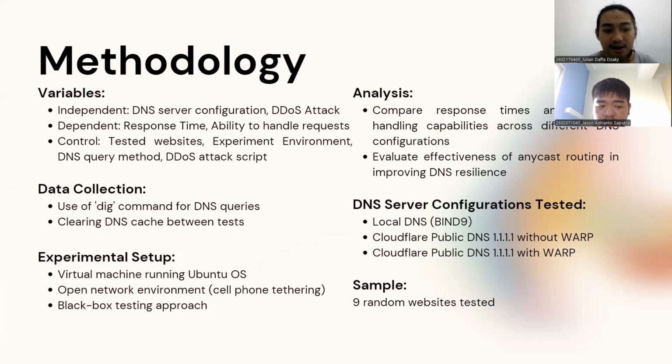Our setup includes a virtual machine running Ubuntu OS, an open network environment using cell phone tethering, the dig command for DNS queries, and clearing the DNS cache between tests. We test three DNS configurations. First, local DNS. Second, Cloudflare public DNS without WARP. And lastly, Cloudflare public DNS with WARP. Our sample consists of 9 randomly selected popular websites.